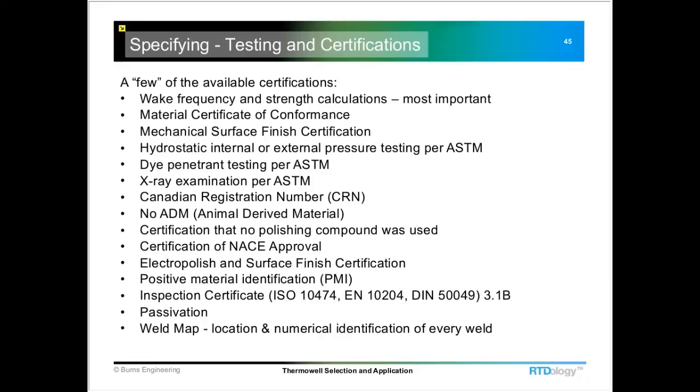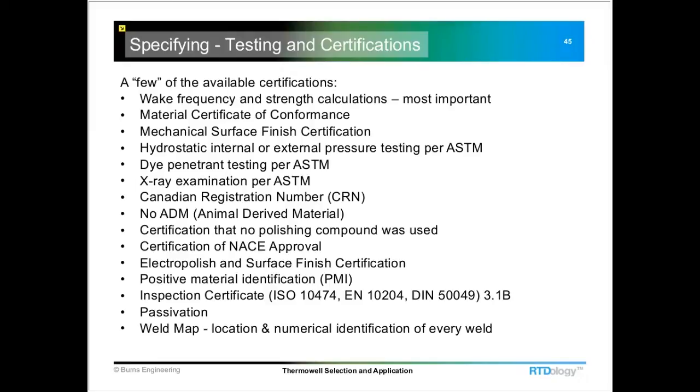So some of the soft items that go along with the hardware would be all the testing and certifications that are available. And I've listed just a few of the more common ones here, with the wake frequency and strength calculation being the most important and the most common of these. And next would be that material certificate. Some of these apply to the animal-derived materials. Usually that's specific to the pharmaceutical or food and beverage industries.